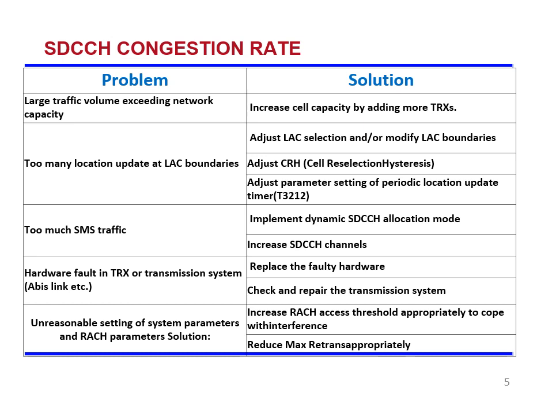And what are how the problem will be addressed. So let us see here one problem, several use cases of SDCCH congestion rate. Large traffic volume is there exceeding the network capacity. What is the problem? Suppose a network capacity is there and the traffic volume is suddenly increased, exceeding the network capacity. So how to address this problem?